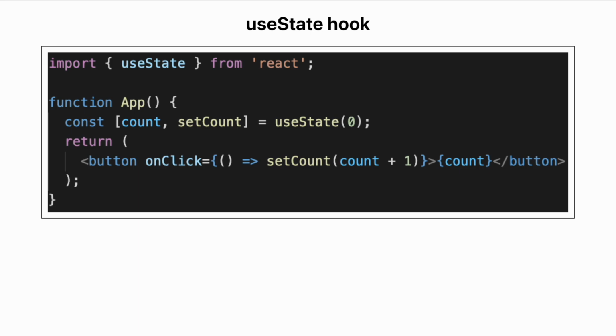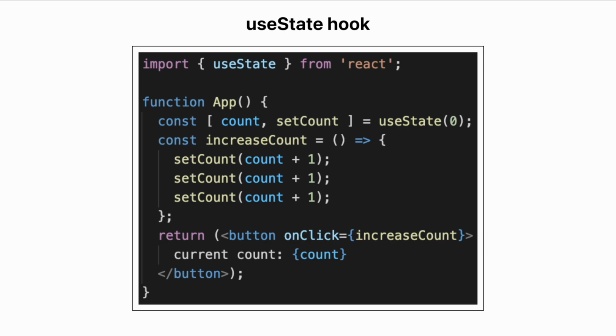The convention is to name the state variable like [value, setValue] using array destructuring. For example, here we use the useState hook to create a count variable and a setCount state update function. Calling a set function of type setValue(value + 1) multiple times in the same render function has the same effect of calling it once. For example, here setCount(count + 1) is called 3 times, but every time the button is clicked, the value is incremented by 1.